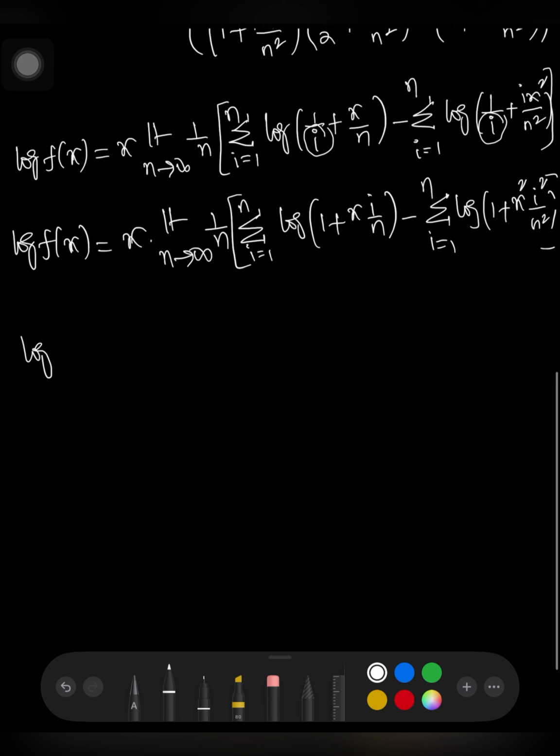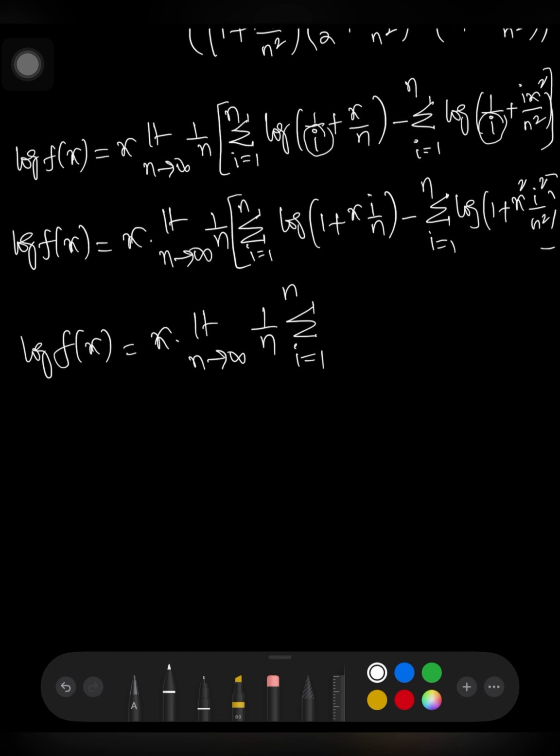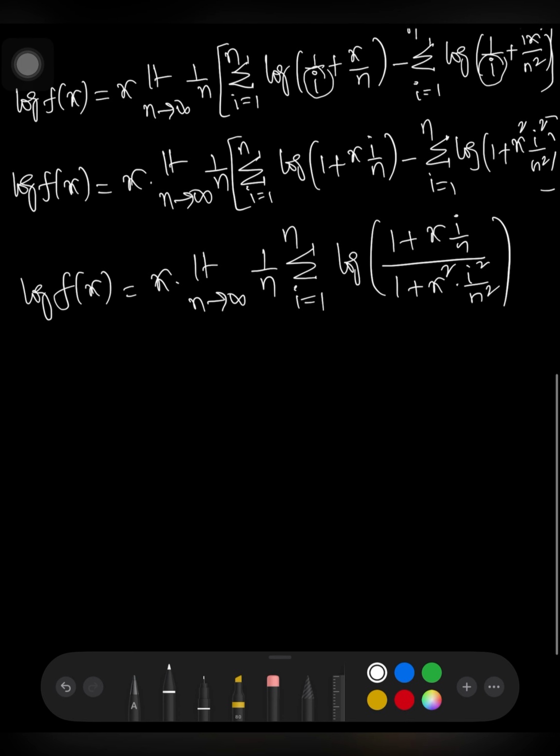So clearly log of f of x equals x into limit n tends to infinity 1 by n, see this, sigma i equals 1 to n of log of (1 plus x i by n) divided by (1 plus x square i square by n square). Correct. Now from this, I can take i by n as y.